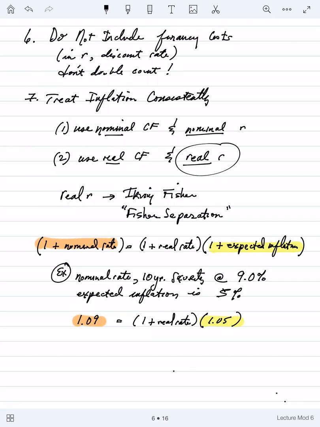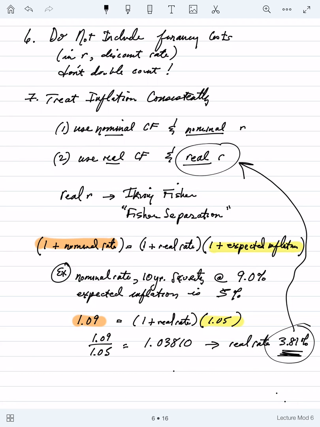Yeah, it's correct. So you isolate 1 plus the real rate: it's 1.09 divided on both sides by 1.05, and this generates a value of 1.03810. So you're seeing a real rate under the Fisher separation. We've now obtained it. And that can be how you would identify a variable to plug into doing real analysis of a project.